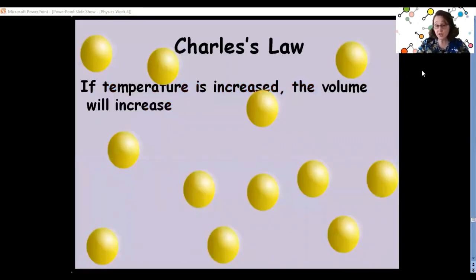Now, Charles' law says if I increase the temperature, the volume would increase. Now, I know we're getting close to the end, so just you guys listen. If I decrease the temperature, the volume's going to decrease. And that's what we saw with our balloon. If I decrease the temperature, I put it outside where it's cold, my balloon shrunk. My volume decreased. It didn't look like I had as much gas in it.